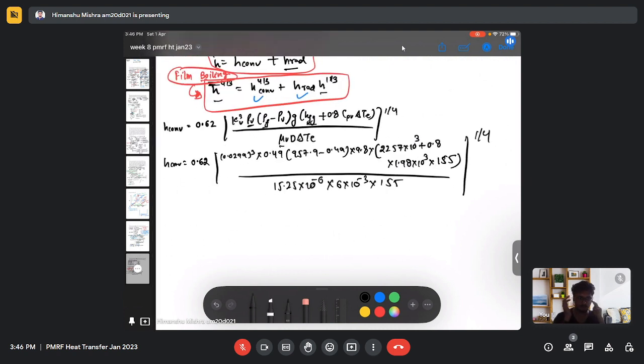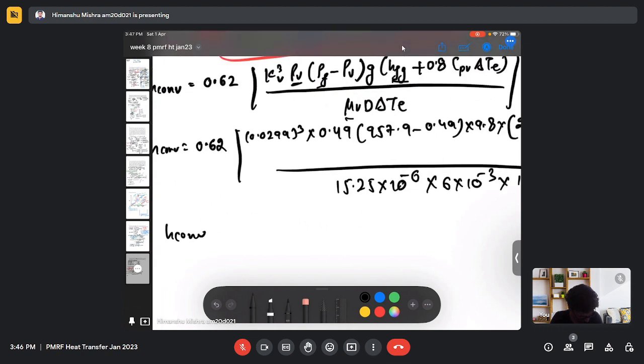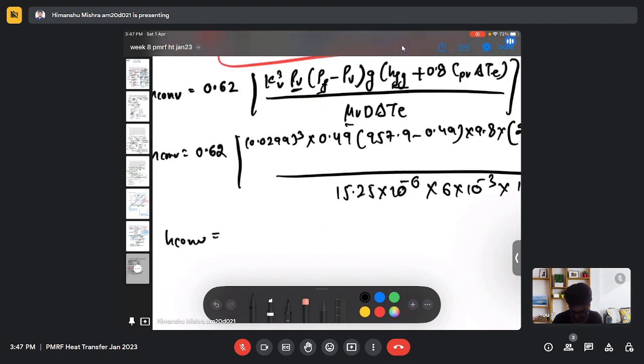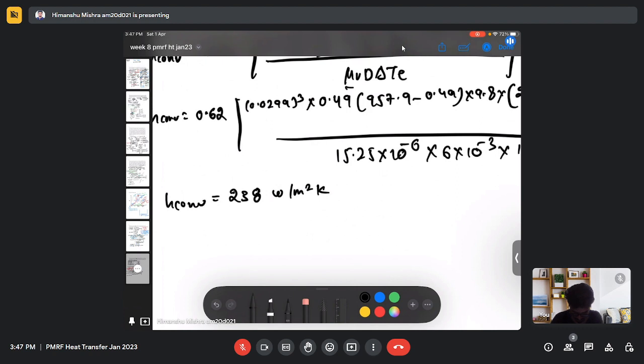So we just need to calculate this, and on calculation I will get my heat transfer coefficient due to convection as 238 watt per meter square Kelvin. So this is due to convection. But there is an increment in the heat flux due to radiation also.